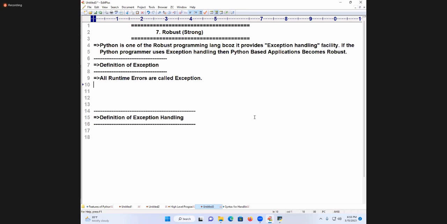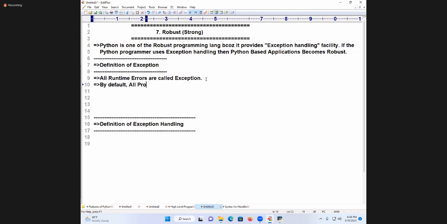Invalid inputs entered by the end user are called what? Runtime errors. What are runtime errors called? Exceptions. All runtime errors are called exceptions. When I enter invalid input, what will come? Exception. By default, students, in all programming languages, when an exception occurs, then we get which messages? Technical error messages. I hope you are getting me.